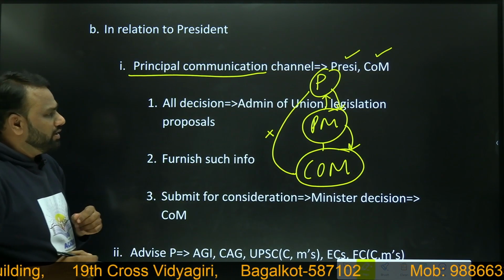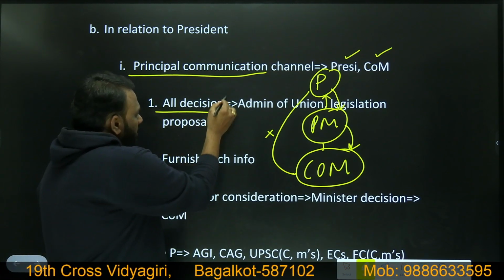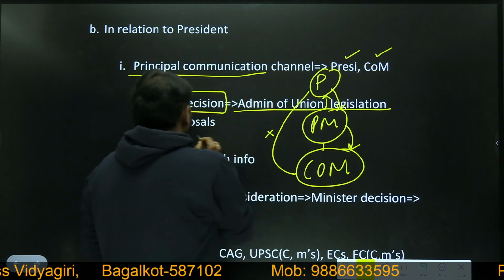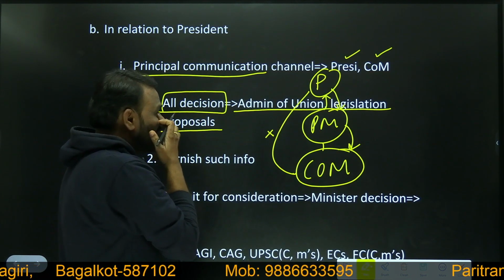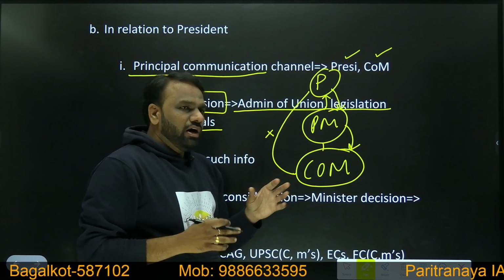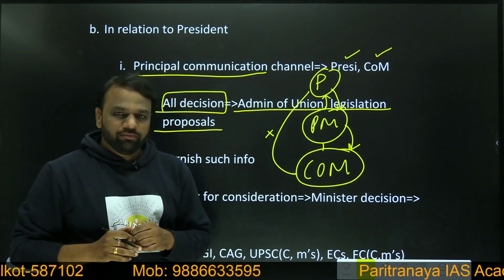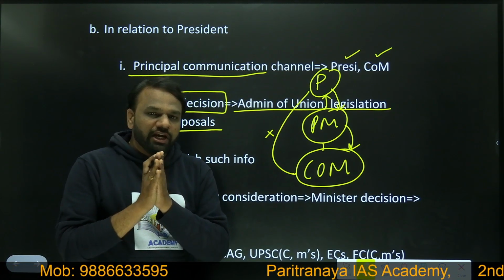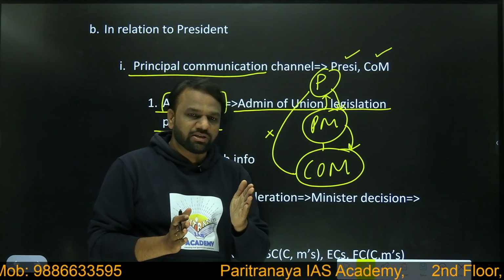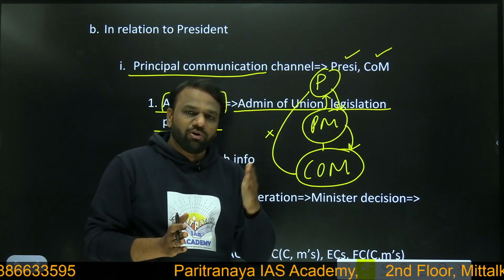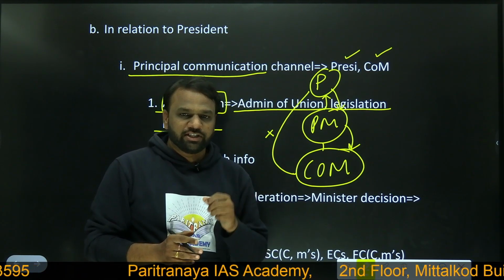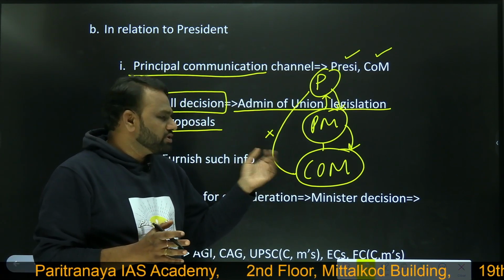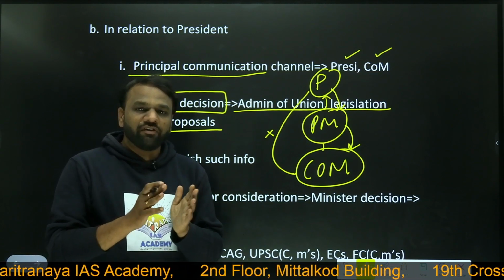Next, very important: all decisions regarding the administration of the Union or legislation have to be submitted to the President. It means whenever we want to bring a new kind of law, initially it will be a bill. That bill has to be passed first in Lok Sabha or in Rajya Sabha, and then in the other house, and finally it has to receive the President's signature. But before going to Lok Sabha and Rajya Sabha, a bill will be initiated in the Council of Ministers. First the government will decide whether we need to bring a bill.